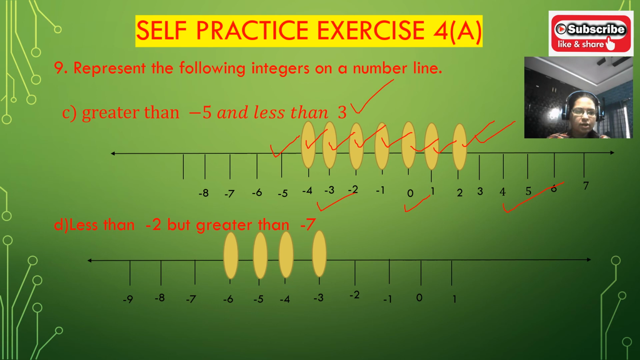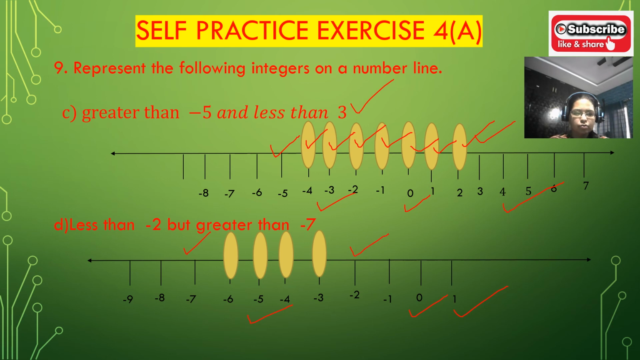Now D, less than minus 2 but greater than minus 7. First, represent the integers on the number line. Middle line is 0, and from 0 to the right hand side are positive integers, and from 0 to the left hand side are negative integers. Represent the negative integers on the number line: minus 1, minus 2, minus 3, minus 4, minus 5, minus 6, minus 7, minus 8, minus 9. Now represent the integers that are less than minus 2 but greater than minus 7. This is minus 7 and this is minus 2.